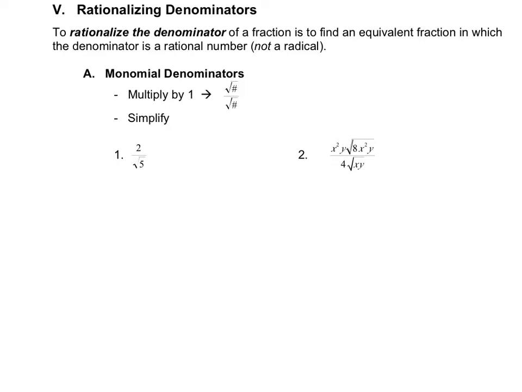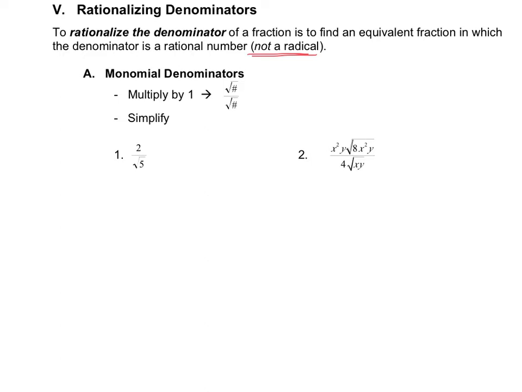To rationalize the denominator of a fraction is to find an equivalent fraction in which the denominator is a rational number, which means you do not have any radicals in the denominator. So the rule is, anytime you have a radical in the denominator, you have to get rid of it. And the way to get rid of it is to rationalize it.